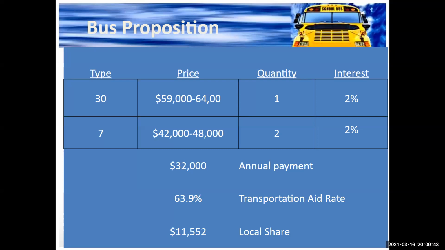The whole thing is we have to come in under that 160. If this all is on the high end, then we will only get 1 and 1 because we will not exceed that 160. Like I said, the annual payment being $32,000. Our current transportation aid rate is at 63.9%. That's up over 2 years ago in 1920, when we were at 60.1. So the local share year over year of that $32,000 is $11,552. The other half of it is going to be aided.